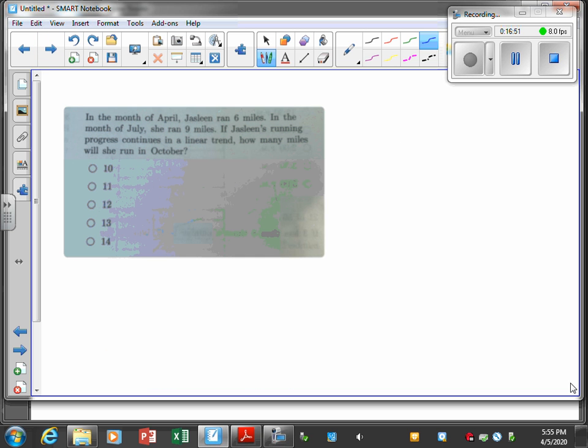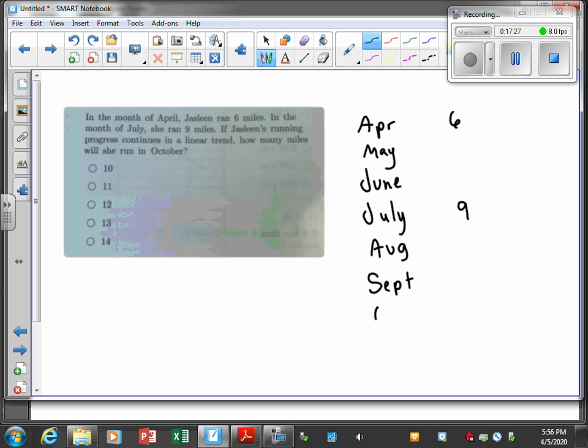Okay. In the month of April, Jalen ran 6 miles. Let's just say April ran 6 miles. In the month of July, so April, May, June, July, she ran 9 miles. If she keeps running in the same linear trend, how many miles will she run in October? So July, August, September, October.